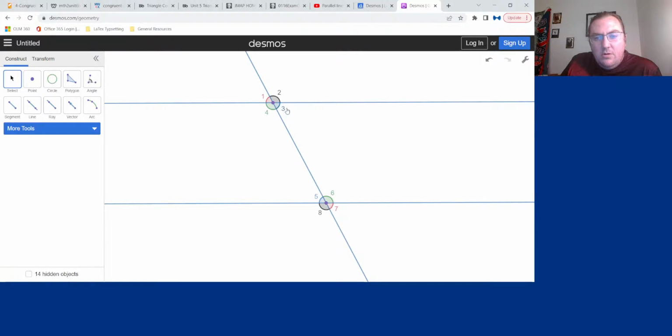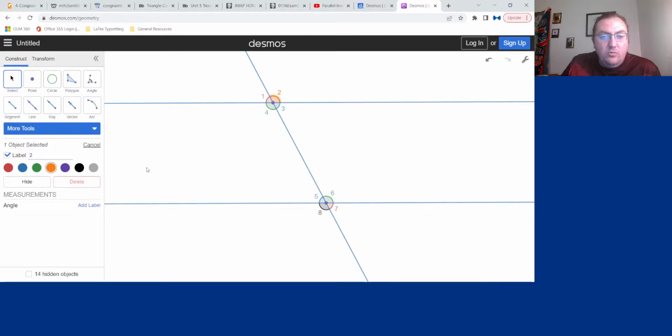Also, because 4 and 3 add up to 180, and 6 and 5 add up to 180, that means 6 and 3 add up to 180 degrees. So I have my same side, or my consecutive interior angles are supplementary, and that goes on both sides. So now this just leaves us with angle 2 and angle 8.